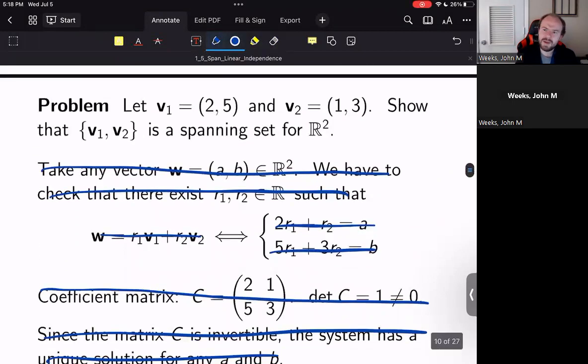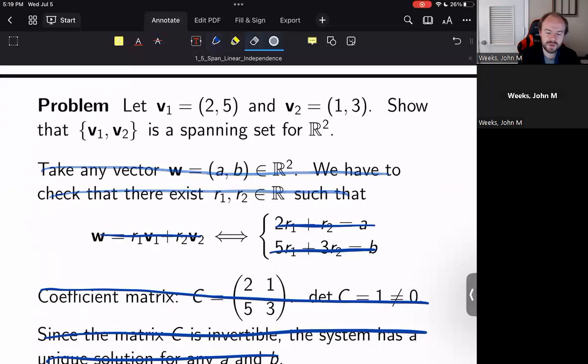All right, so that's how we can get the ball rolling here. That's how we can get started. Let's go ahead and keep going here, and let's see if we can show that for R2, if we take these two vectors, V1 equals 2, 5, and V2 equals 1, 3, the set V1, V2 is a spanning set for R2. Recall, spanning set again means that any vector inside of R2 can be written as a linear combination of these two.